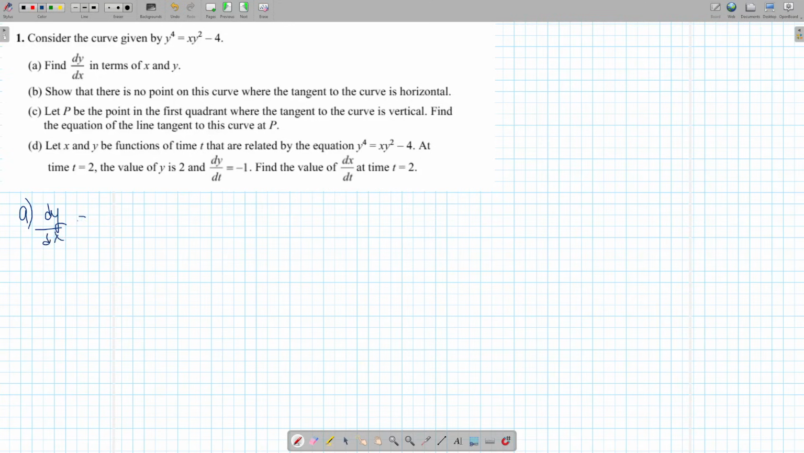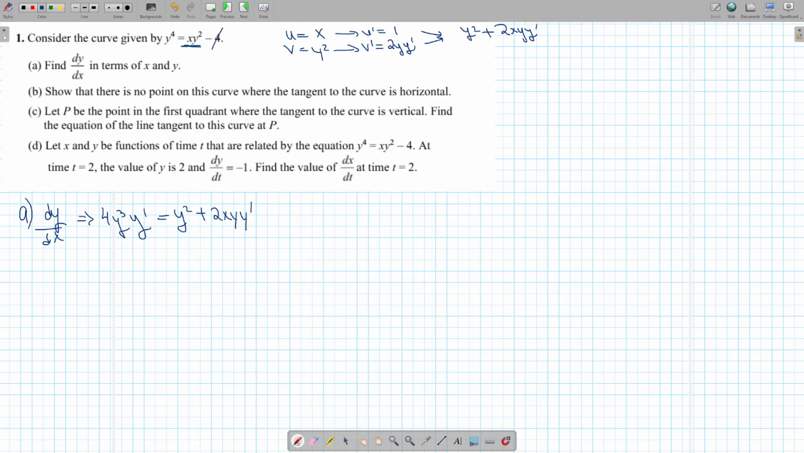dy by dx is equal to 4y to the power of 3 y prime equals, we have to product rule the xy squared. So u is equal to x, v is equal to y squared, so u prime is equal to 1, v prime is equal to 2y y prime. So product rule, u prime v, so y squared plus v prime u, 2y y prime times x, so 2xy y prime. So over here this changes into y squared plus 2xy y prime, and then 4 is a constant so its derivative is 0.